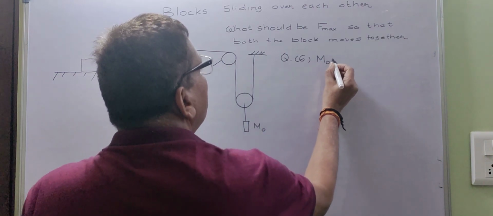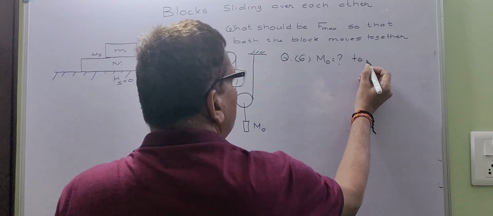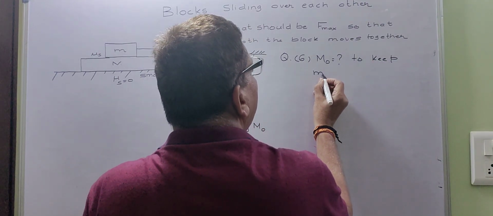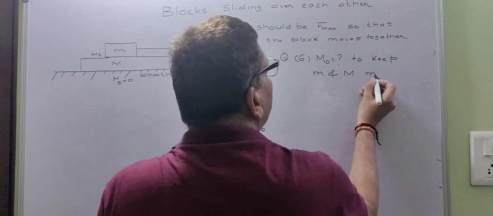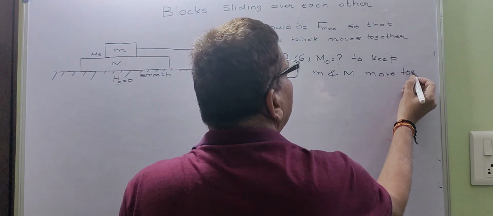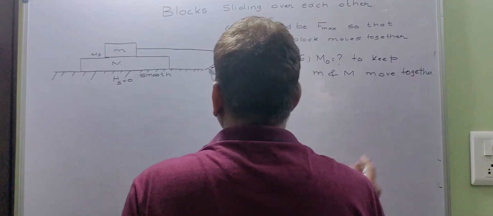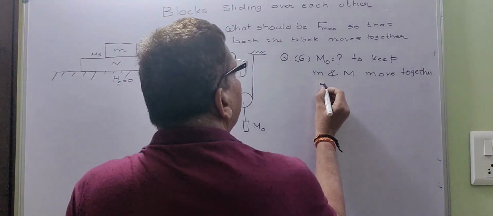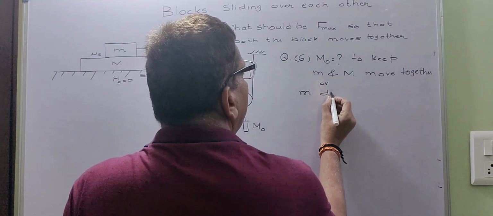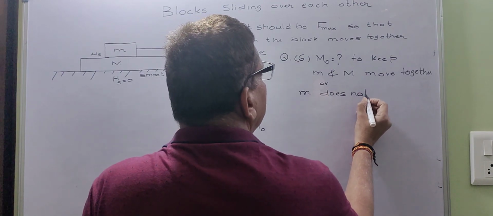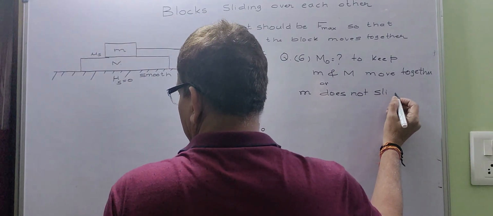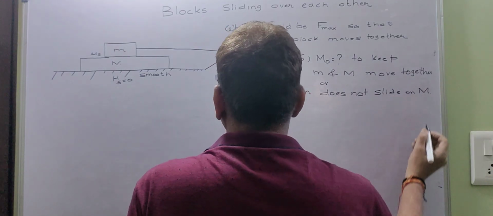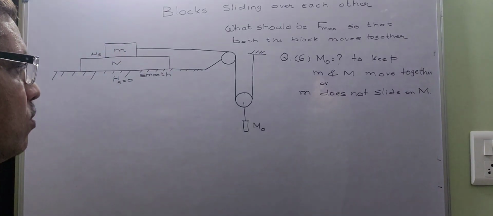What should be M0? How much should M0 be to keep M and M moving together, or so that the upper block does not slide over the lower one, or I can also say M does not slide on M. Right, so this is the situation. How can we find out?